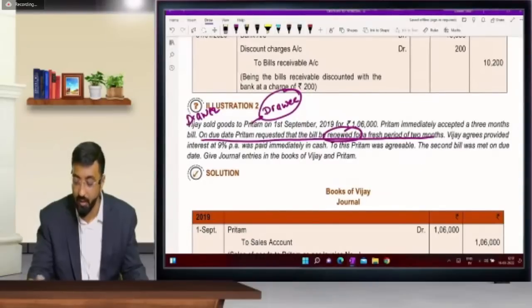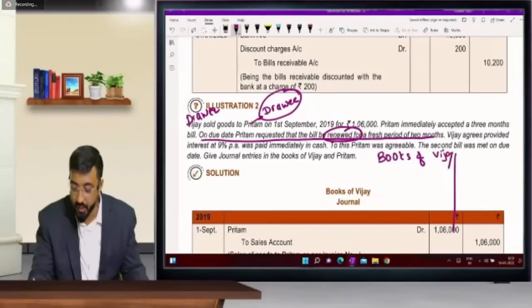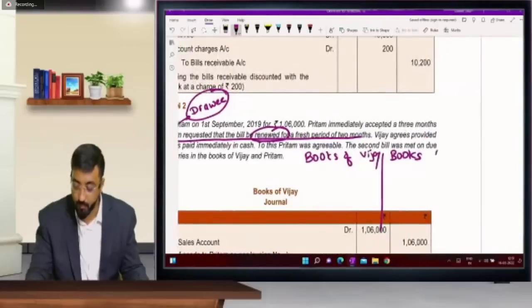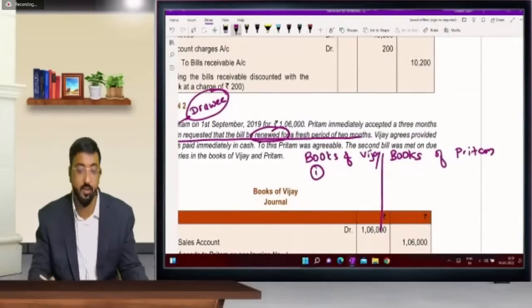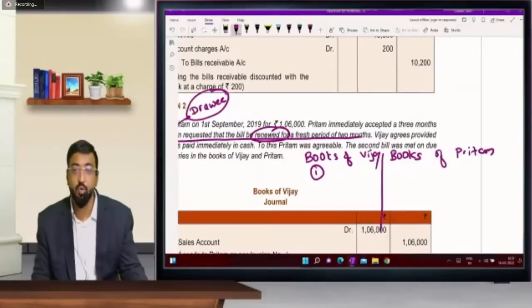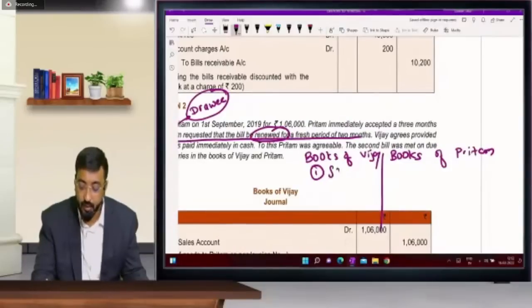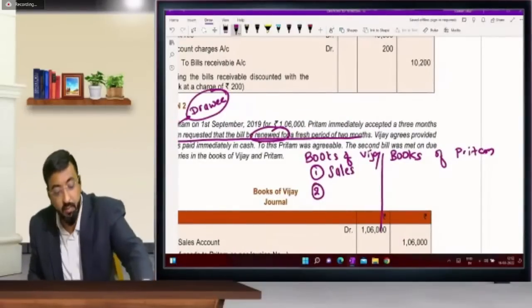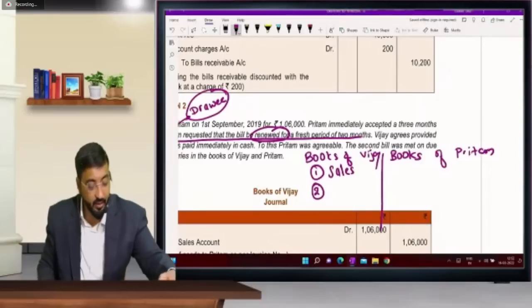Chalo, now I will divide it in two parts. Books of Vijay and books of Pritam. First we will finish Vijay books. What is the first entry? Sales entry. What is the first entry, beta? Sales entry.